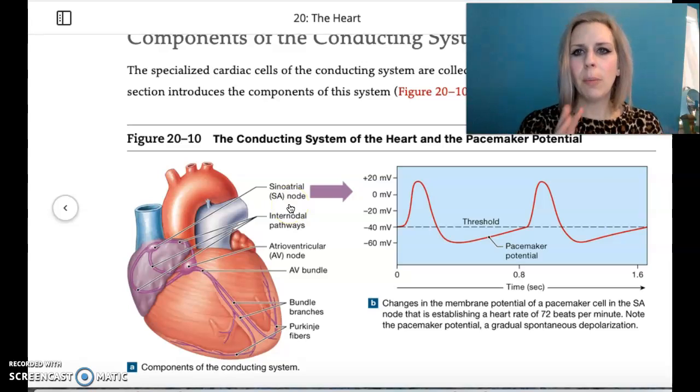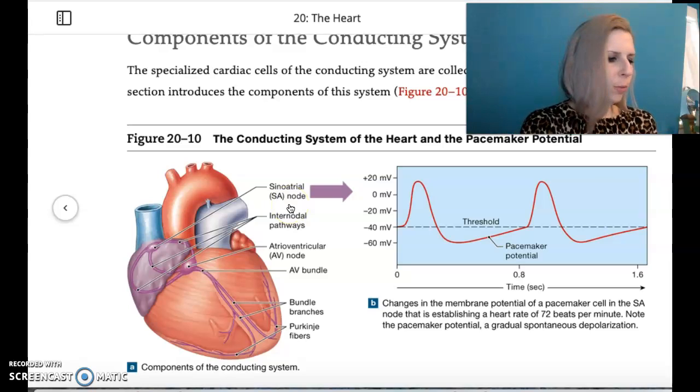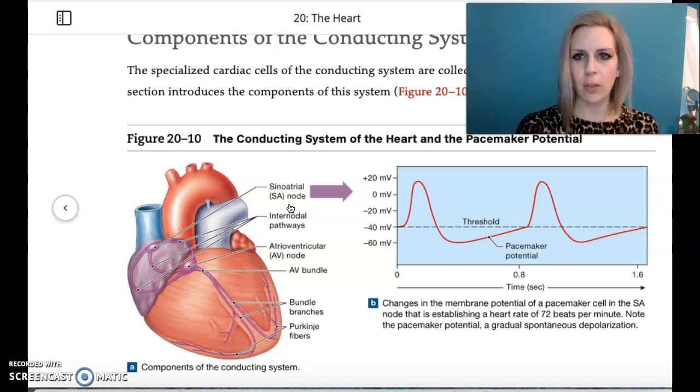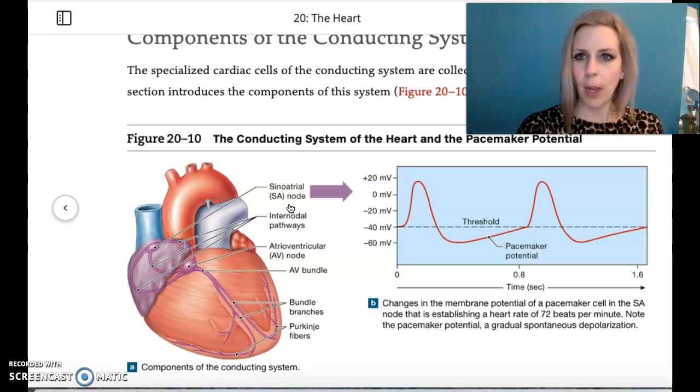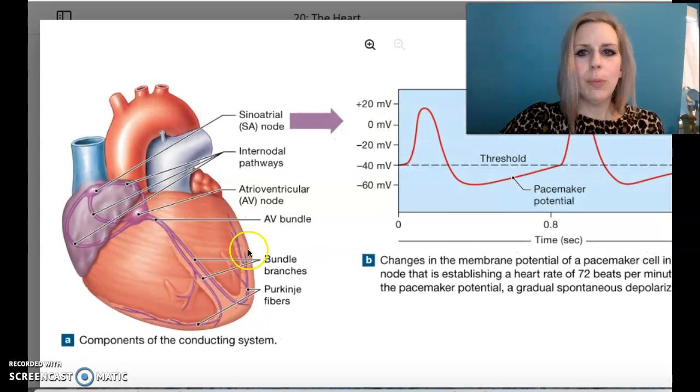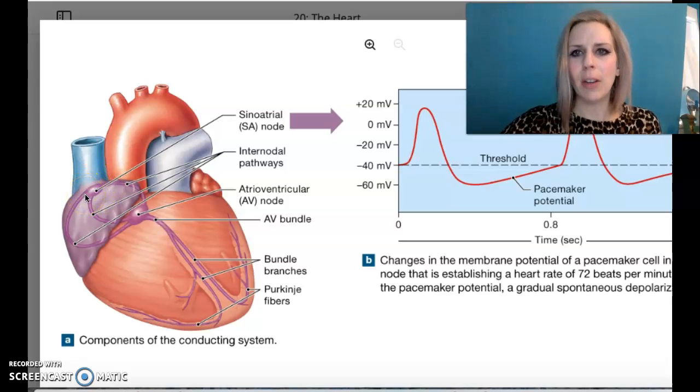So we have different parts of our conducting system, and if you go to page 450 in exercise 31 of your lab manual, we can walk through these parts together. Okay, so your sinoatrial node or your SA node is found in the right atrium. The sinoatrial node found in your right atrium, this is what we consider the pacemaker of the heart. This is where your heartbeat contraction is going to begin.